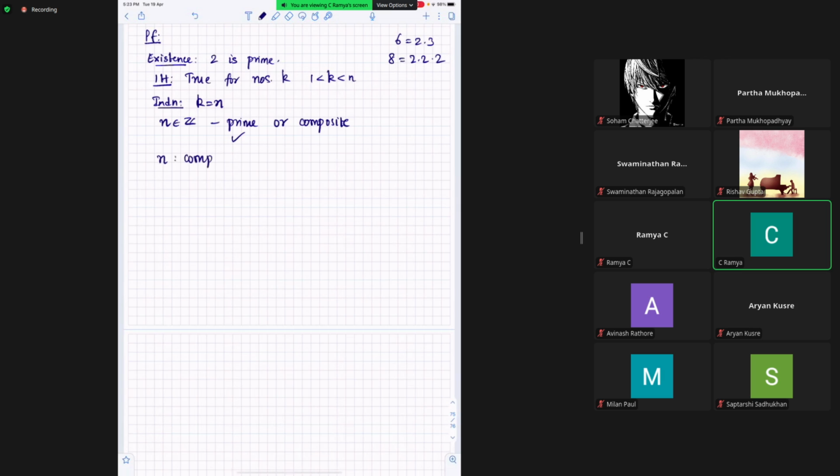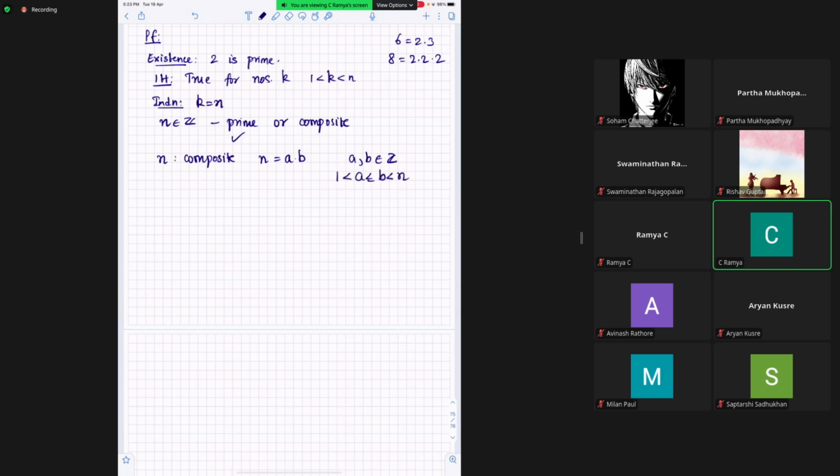What do you think we can do? So far, what is the property of composite numbers that we have seen? They can be written as a product of smaller numbers. And then we can apply the induction hypothesis on them. So just the fact that it is composite means that there is an integer a that is greater than 1 that divides n. Right? So which means n can be written as a times b.